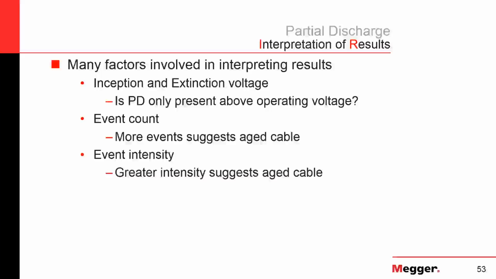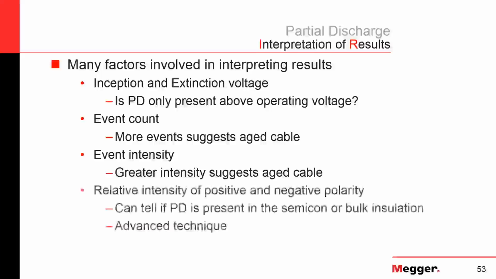The event intensity, a greater intensity suggests a more aged cable, a more severe problem. And we use the unit of picocoulombs to measure the intensity. Don't worry too much about picocoulombs. It's not a very intuitive unit to use, but one way to think about it is the number of electrons that were involved in the discharge. The more electrons, the more severe the discharge was, the higher this intensity measurement is.